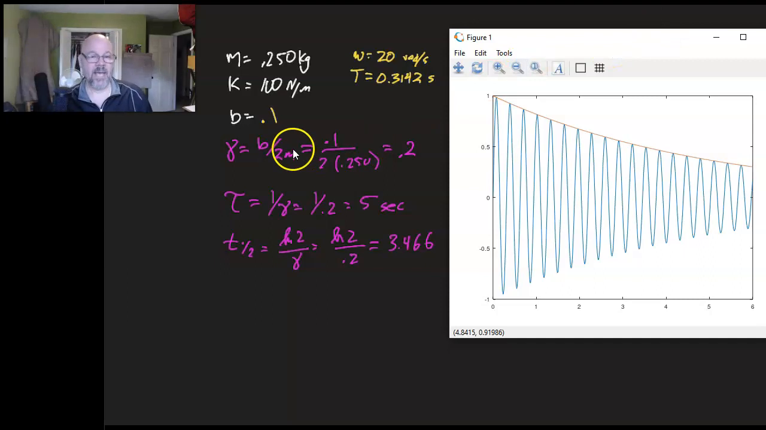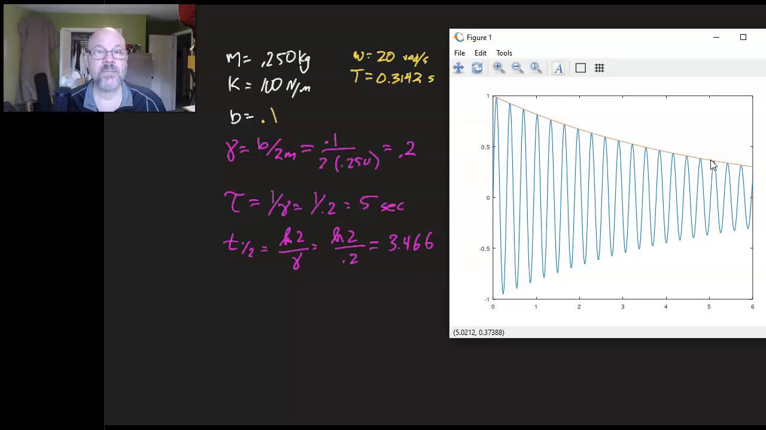So gamma is 0.2. That has to do with the decay of this red curve here, my decaying exponential. Tau is 5 seconds. So let's see where we are. Here's 5 seconds. We're going to come up and see what value we've got right here. Look down in this corner. There's 5. I'm going to come up to the curve as close as I can. That's pretty close right there.